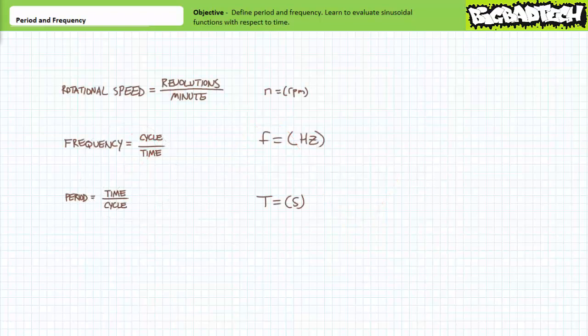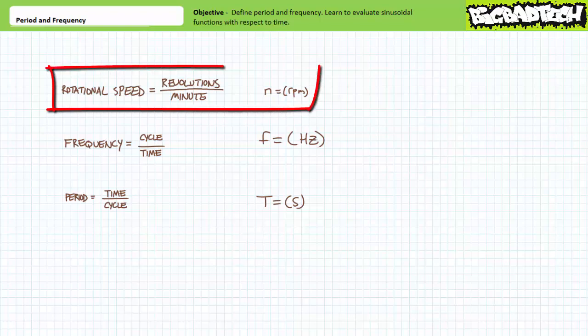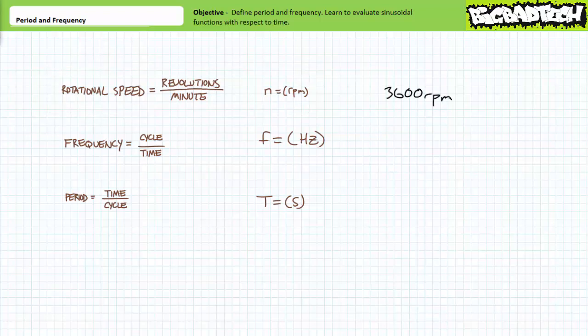Several quantities characterize sinusoidal voltage in generators and motors, notably rotational speed, period, and frequency. Rotational speed, symbolized by an N for some unknown reason, is expressed in units of revolutions per minute, or RPM. Consider a generator shaft being driven at 3600 RPM. This means if an observer counted complete revolutions of the shaft for 1 full minute, they would observe 3600 revolutions.